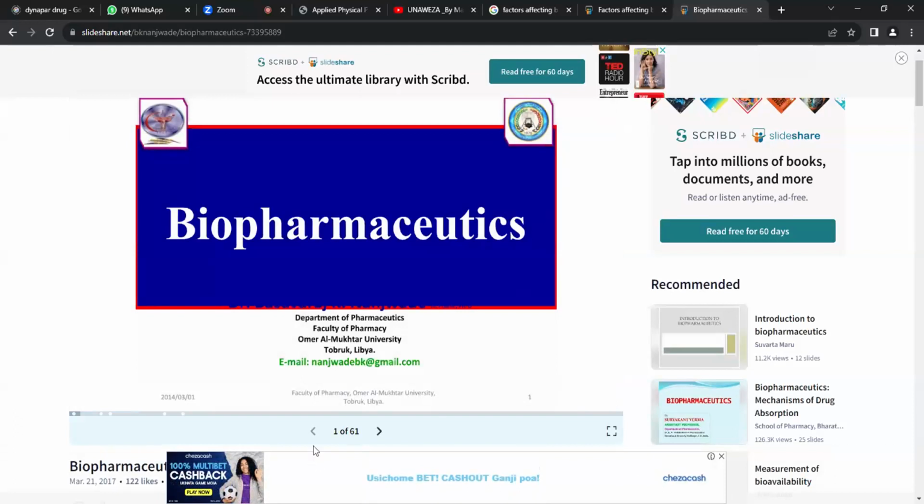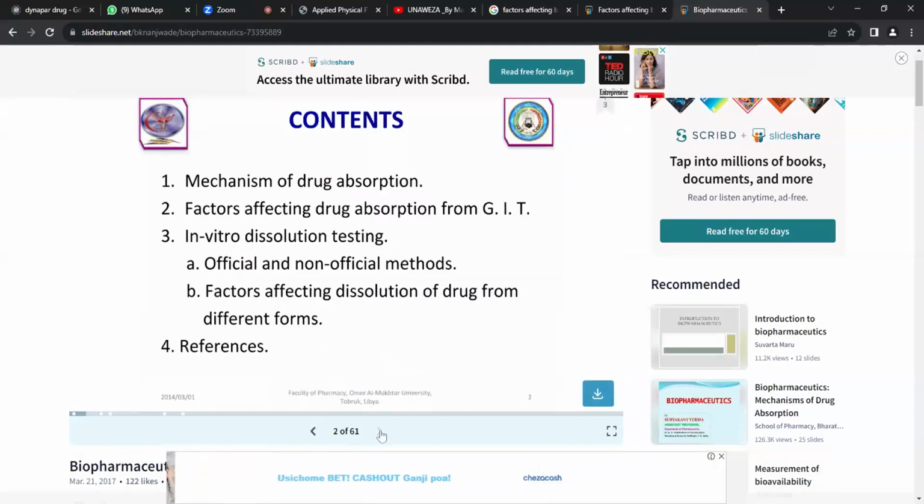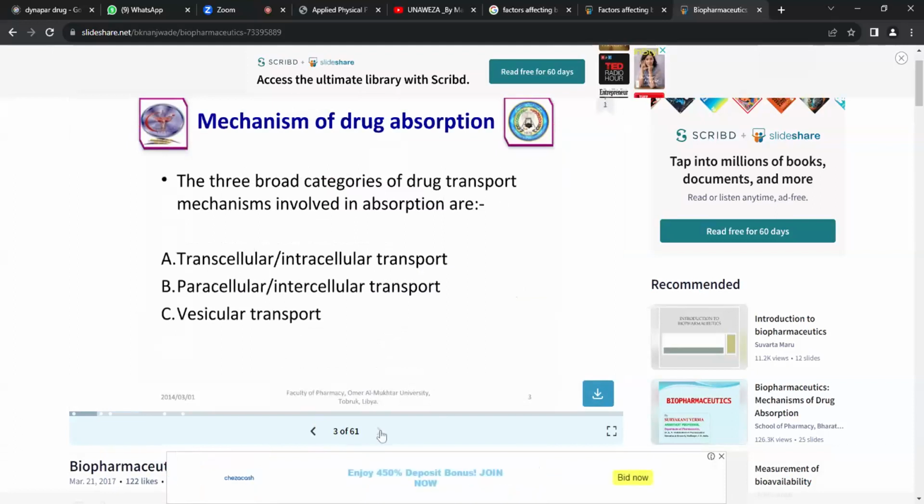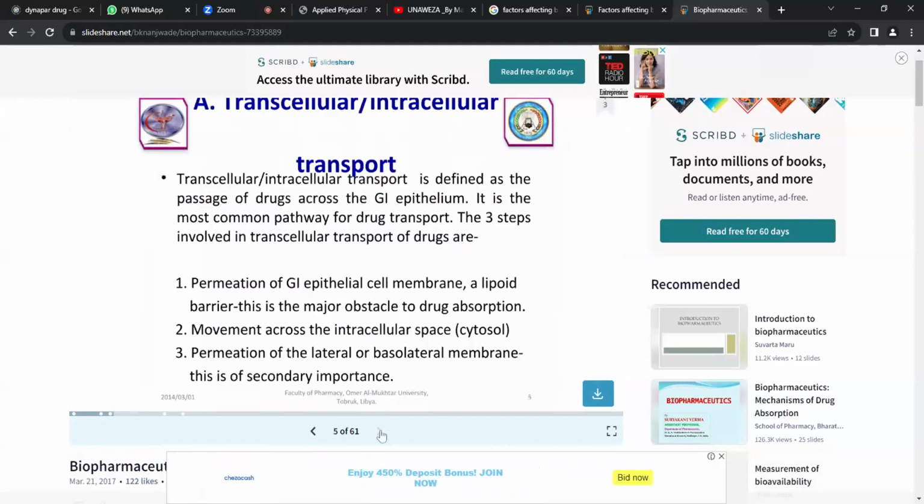also there's the factor for mechanism of drug absorption.